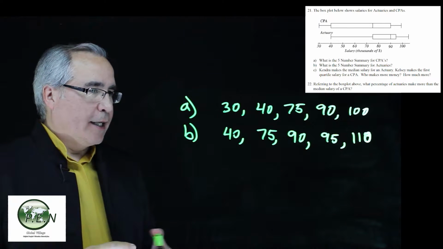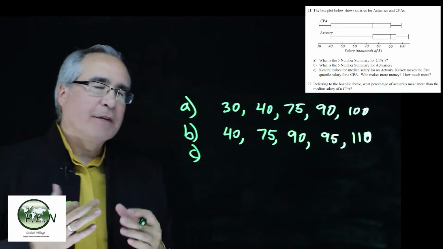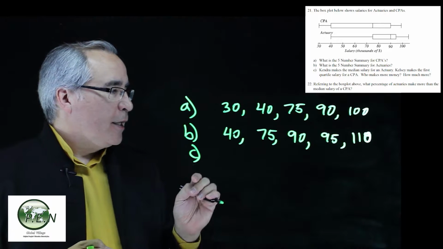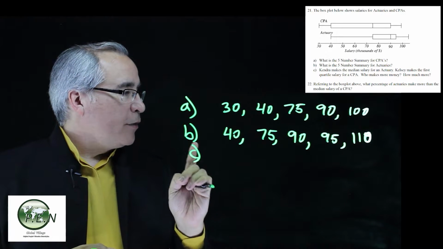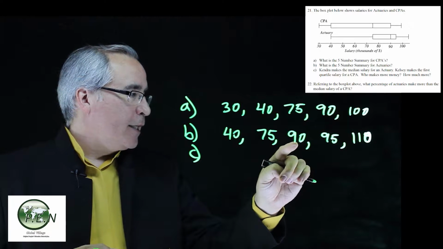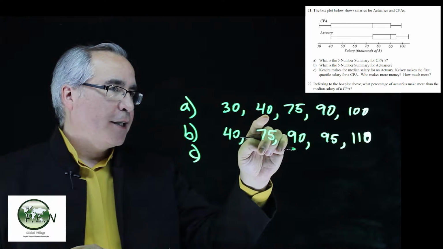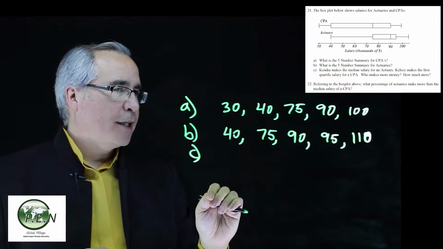Okay. The C question asks us to do a comparison. We've got Kendra, who makes the median salary for an actuary. So median is right here. She makes 90. Kelsey makes the first quartile for a CPA, so she's making 40.